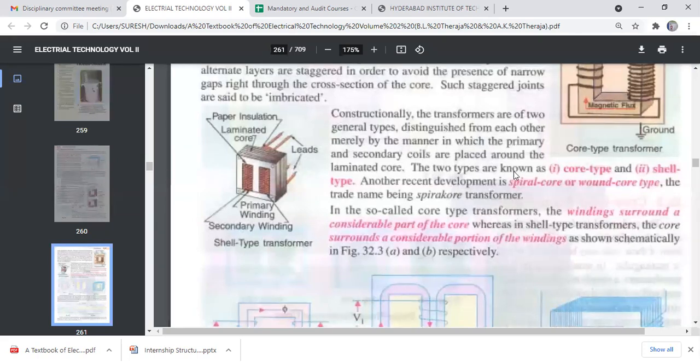Two types of transformers are core type and shell type. You have to write this in the exam: core type and shell type. Most of the students are writing step up and step down. That is not according to construction. According to construction, there are two types of transformers: one is core type and the other is shell type.